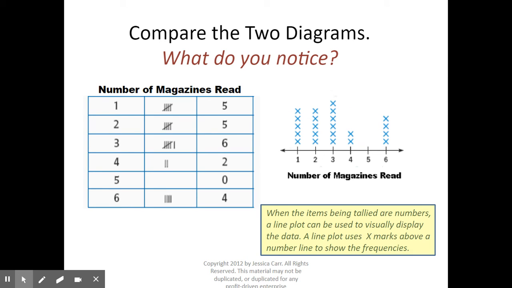So I've got two diagrams. I've got a frequency chart and I have a line plot. So in the frequency chart, we had 5 times that one occurred. And if you look at the line plot, it's showing you the 5 times it occurs. So we use the frequency table to help us organize the line plot.